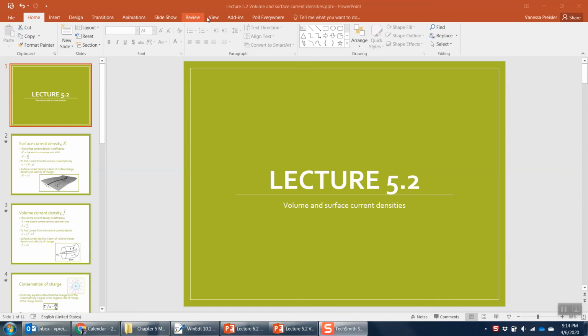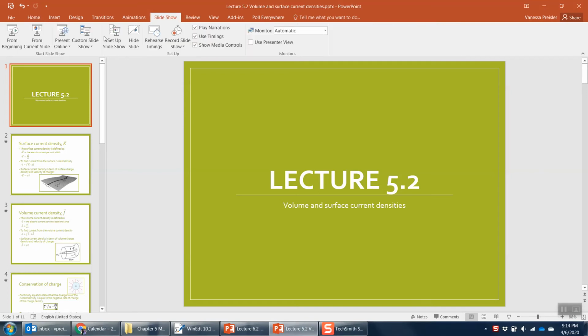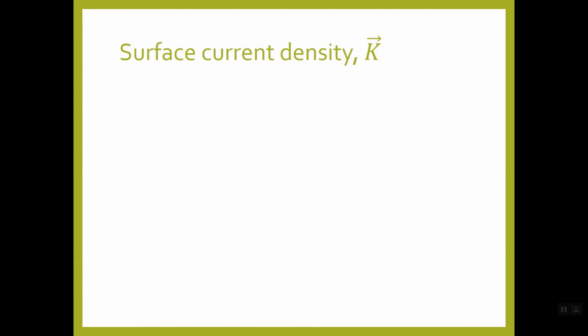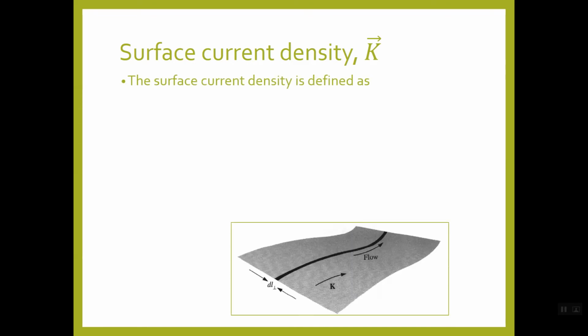Okay, so now we are going to be looking at volume and surface current densities, and these are going to be important when looking at the sources of magnetic fields. So first we're going to start with the definition of surface current density, or K.